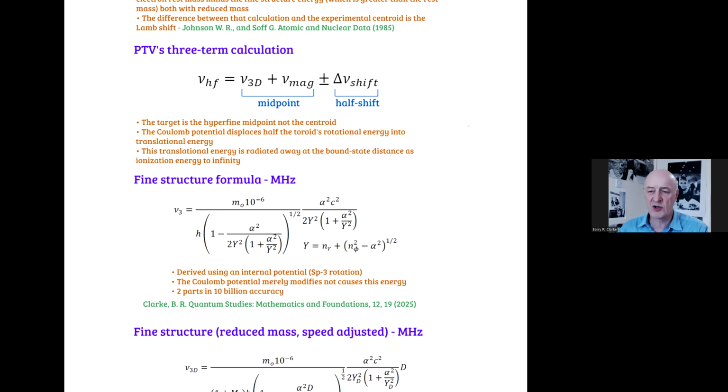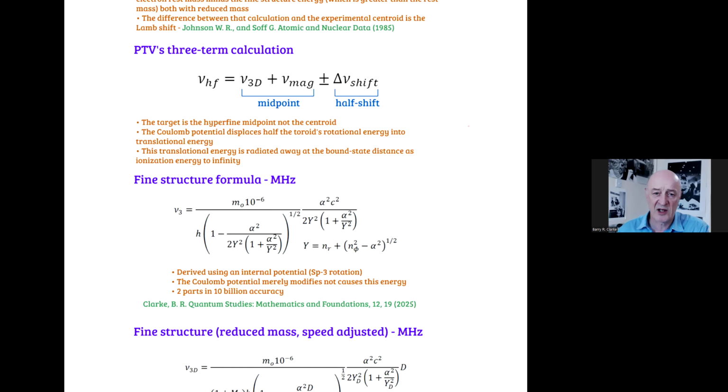So the Coulomb potential, which is a rotational field generated by the proton, displaces half the electron toroid's rotational energy into translational energy. And once the electron, which is approaching the proton along the same axis, gets to the bound state distance, this translational energy is emitted, radiated away as ionization energy. So it's ionization energy to infinity.